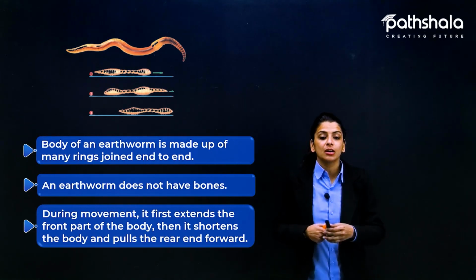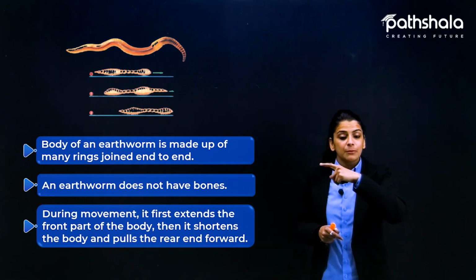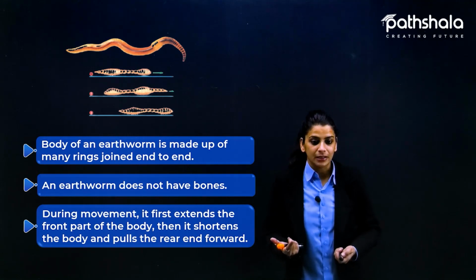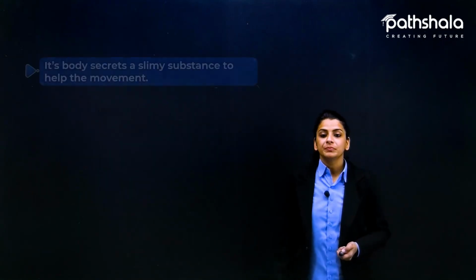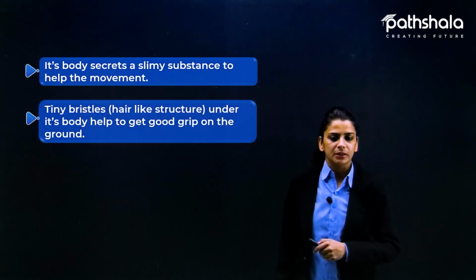That is how an earthworm moves forward, by pushing and pulling its body like this. That is how an earthworm is moving. Got it? So its body secretes a slimy substance to help the movement.